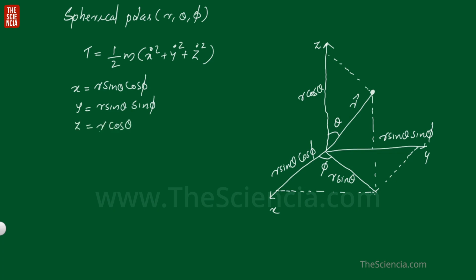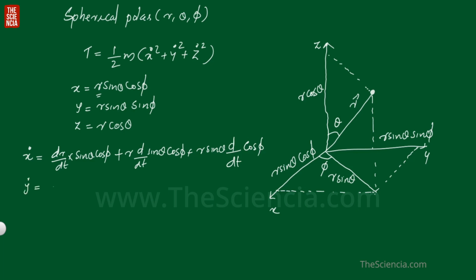Now we have to find out x dot, y dot and z dot. So x dot will be equal to dr by dt into sin theta cos phi plus r d by dt of sin theta cos phi plus r sin theta d by dt of cos phi, right? And the y dot will be, similarly, you have to find out y dot and you have to find out z dot.